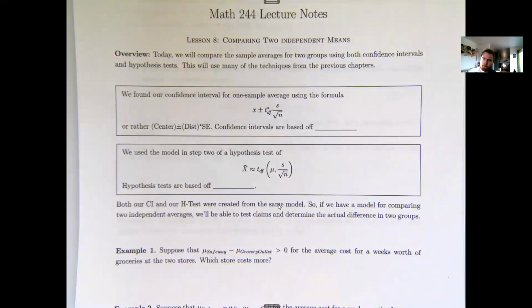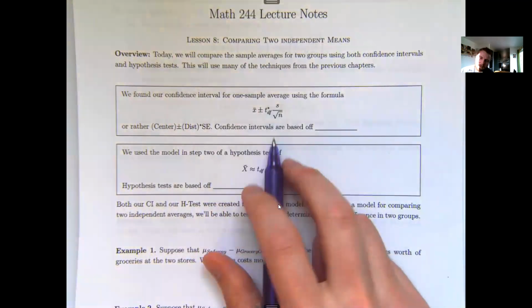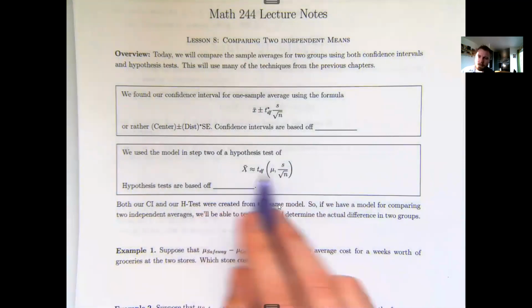Lesson 8 looks at comparing two independent means, and we're going to do so today using both a confidence interval and a hypothesis test. As a reminder, our formula for both is based off of the same model. It's based off the central limit theorem.